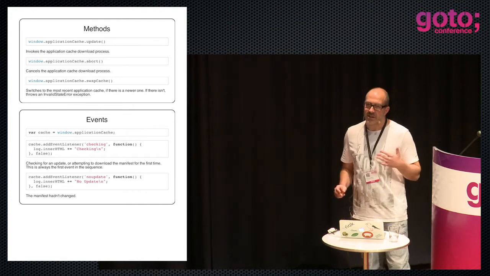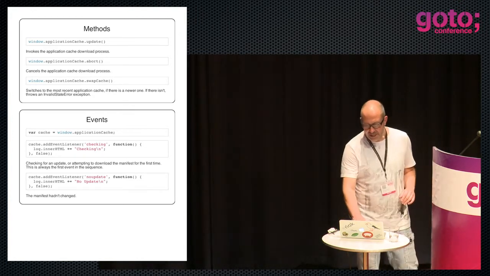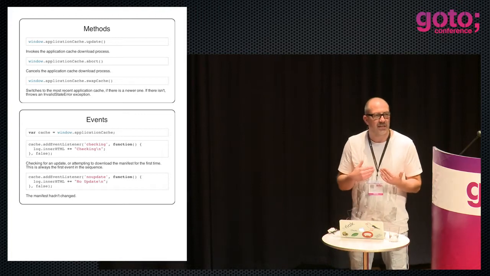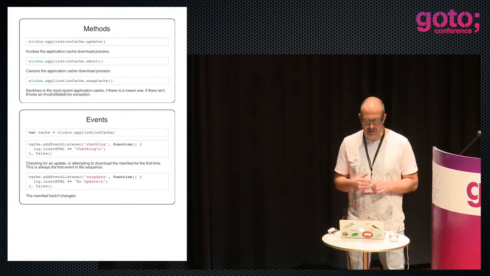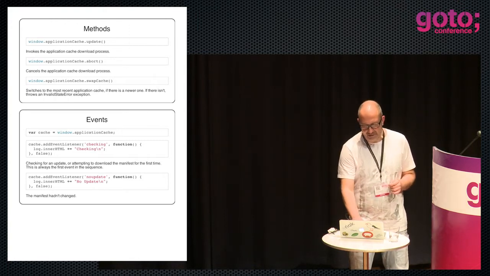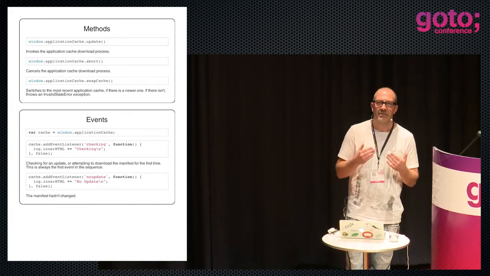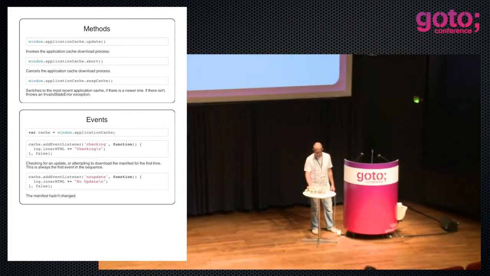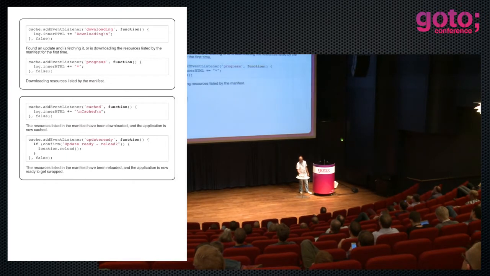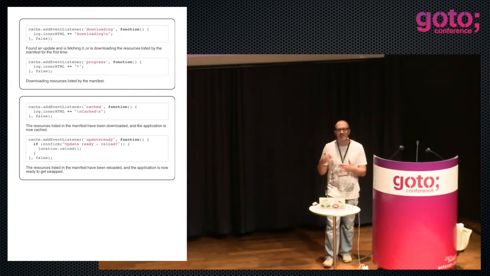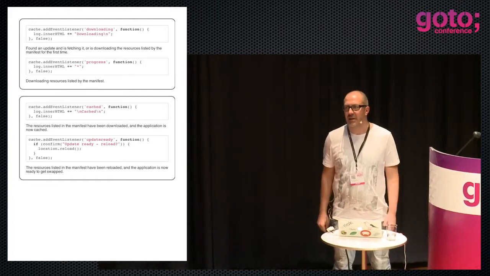There are events that we can listen for. Checking is the first event that we will get, when we are starting to look for a new update. The next event we can get is noupdate. That means that the manifest file is the same manifest file that we have on the client. Downloading means that we have found a difference between the two manifest files and we are now downloading the cache again. And progress, we are getting progress events, so we can see that something is happening.